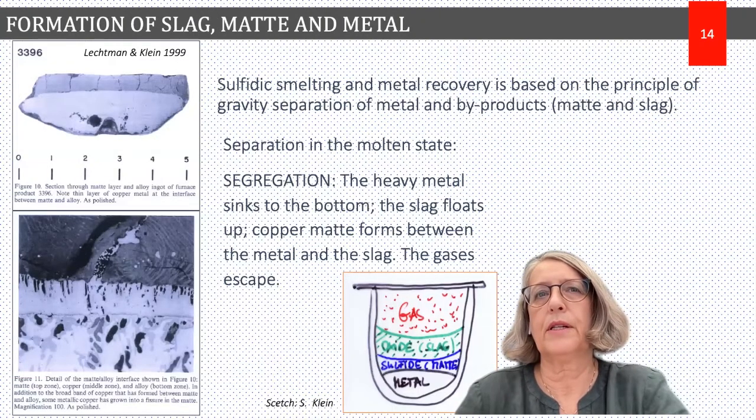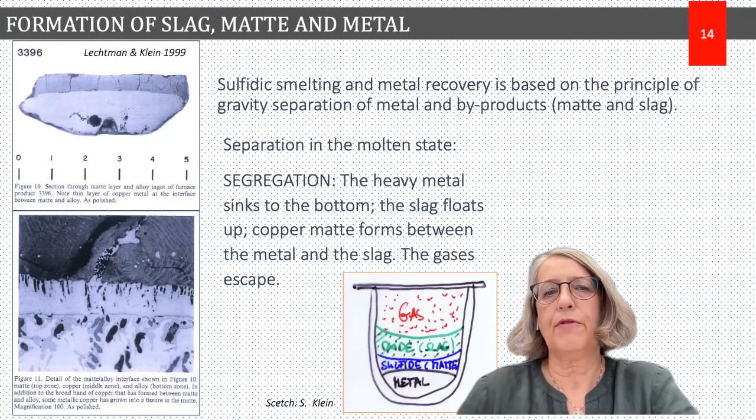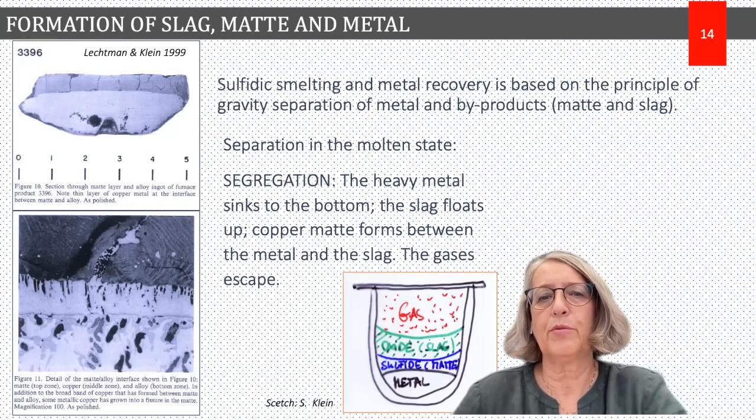During the reductive smelting, different materials form, and these stratify due to gravity separation. The heavy metal sinks to the bottom, the slag floats up, and copper matte forms between the metal and the slag. The gases escape if not prevented by closing with a lid.